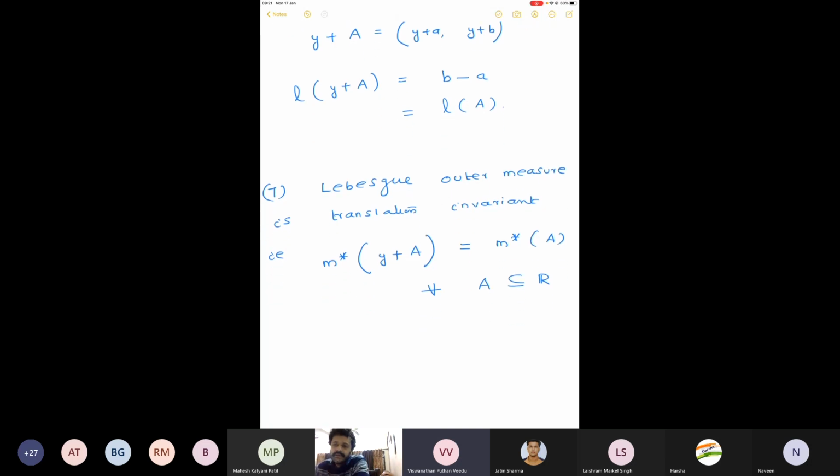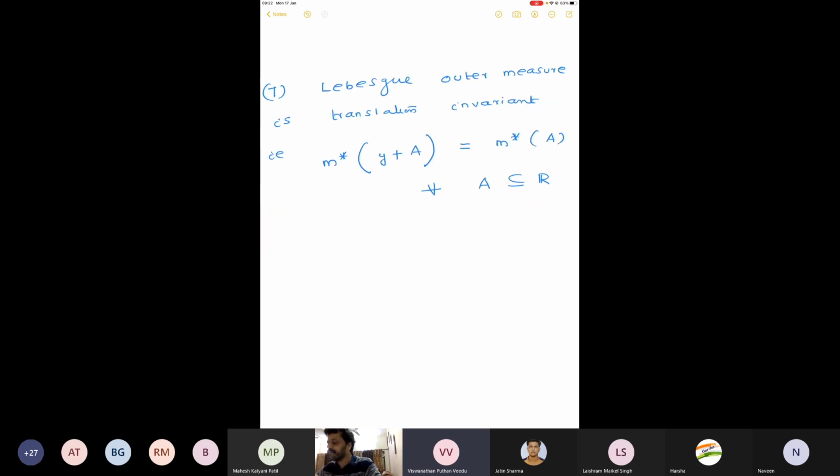Something like, you find the volume of a sphere in this room, travel, go to the next room and find the volume of the sphere. It will remain the same. So this is actually the rigid body motion, right? Anyway, outer measure has some desirable properties that we expect. One of them is translation invariance.